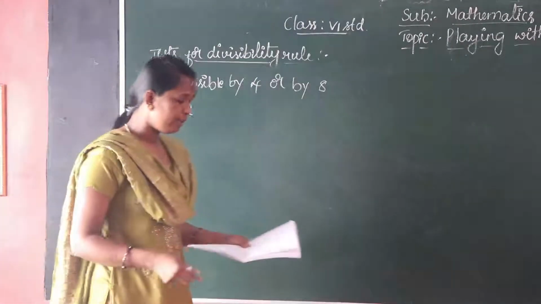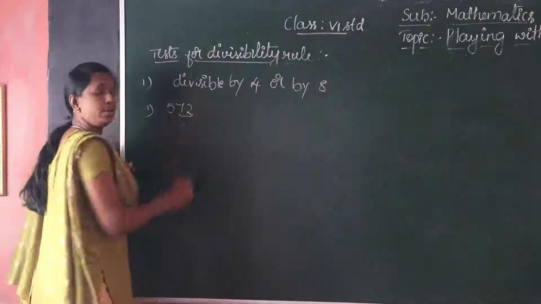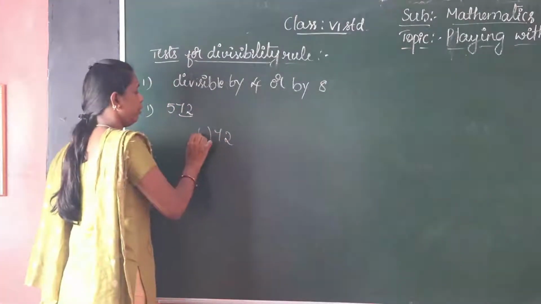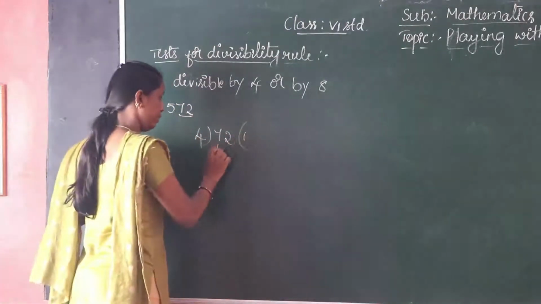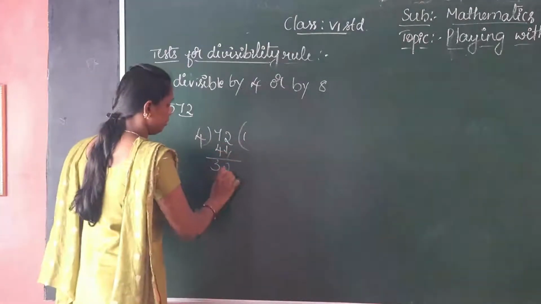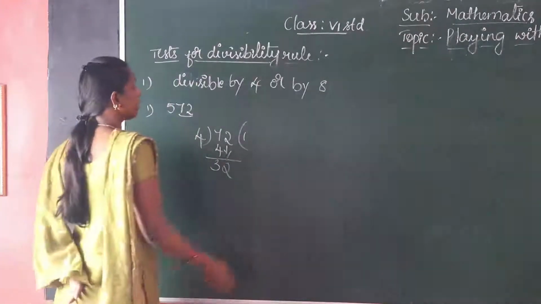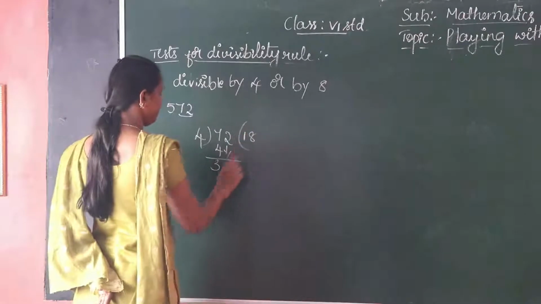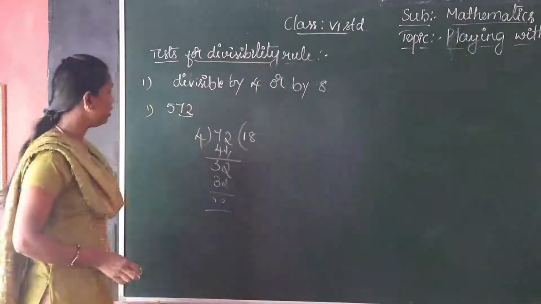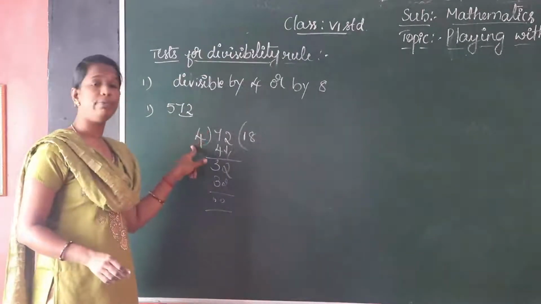For this, first we have to divide the last two digits, here 72, by 4. 4 ones are 4. Remainder is 3. Take 2 down. For how much the 32? 4 eights are 32. So the remainder you get is 0. So this 572 is easily divisible by 4.